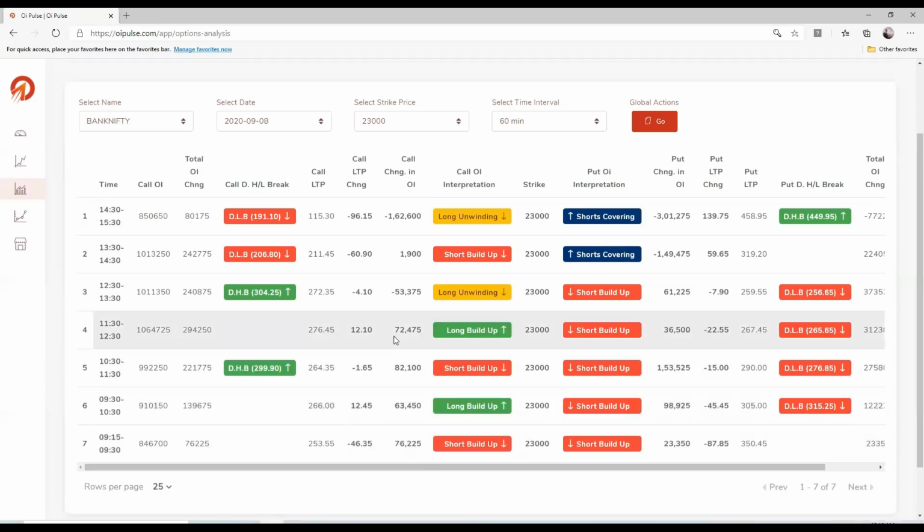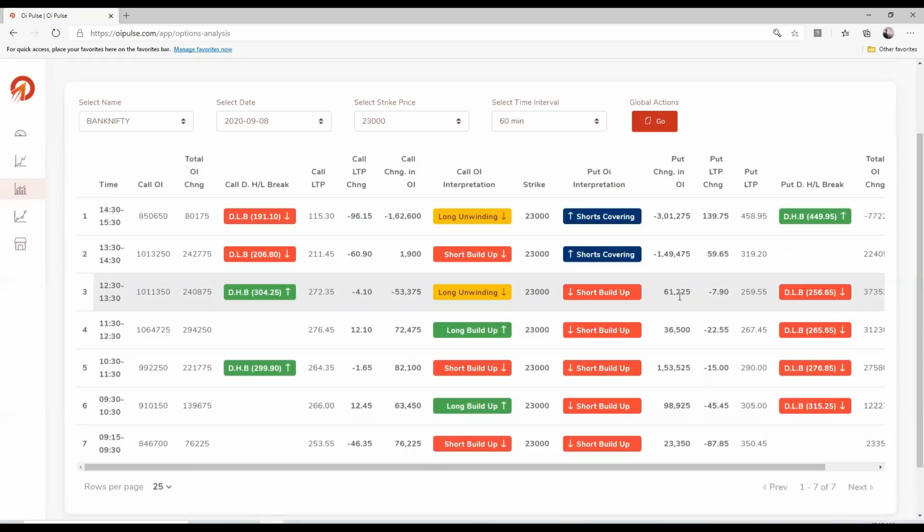If that would have been the case, then the shorts would have felt okay, we can continue to write on the put side, whereas the long buyers are going on the call side. Unfortunately, it didn't happen. Around 12:30 to 1:30, you see the longs started to unwind. That is the first signal the longs are giving back to the writers, stating, guys, we are not interested in taking the market higher, or I'm not able to take this particular strike price higher.